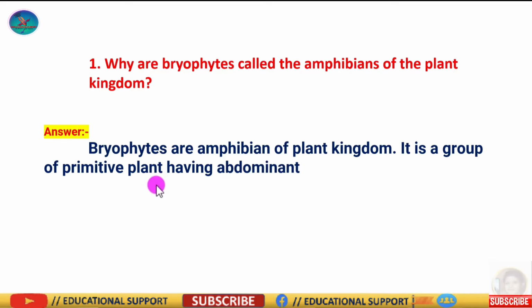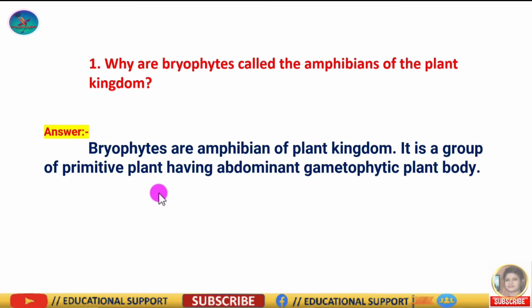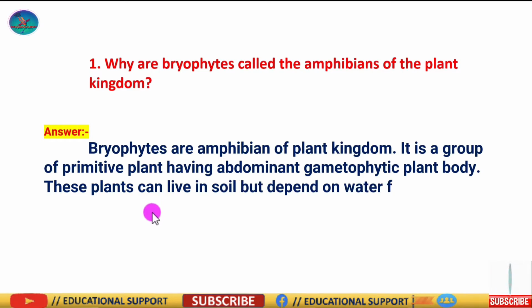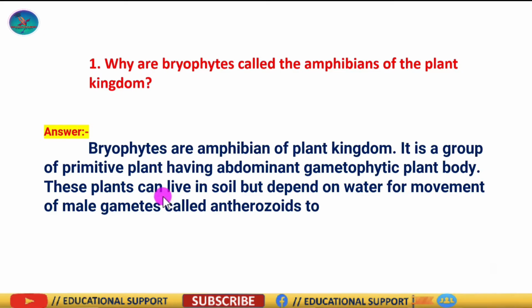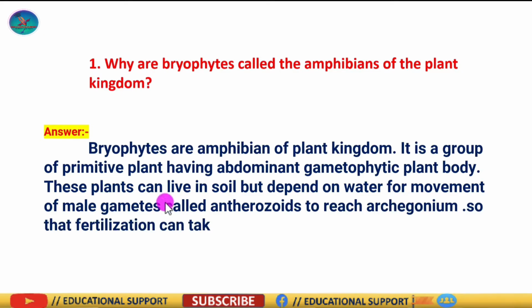So bryophytes are called the amphibians of the plant kingdom because these plants live in soil but they require water for sexual reproduction. The bryophyte sperm, which is the antherozoid, is flagellate and requires water to swim to the egg. In other words, unlike other land plants, bryophytes need water for reproduction, so they are called amphibians.